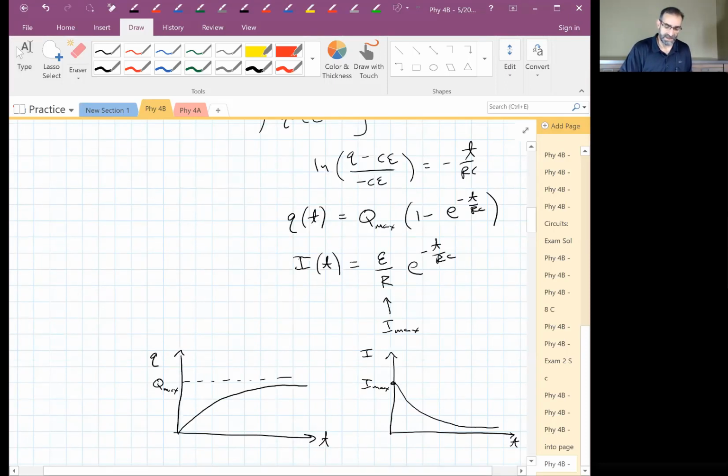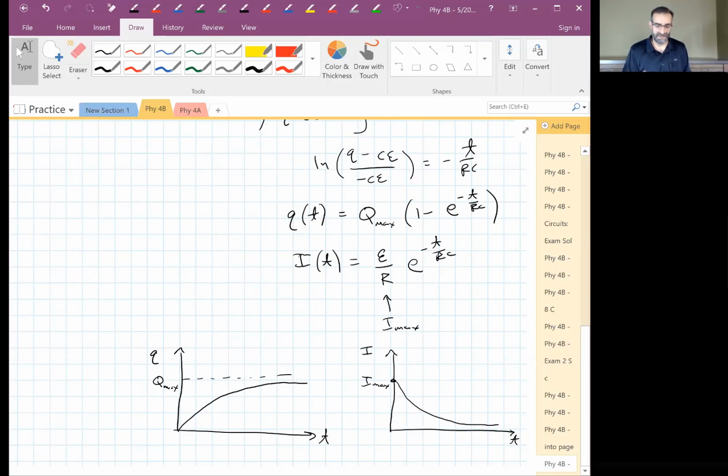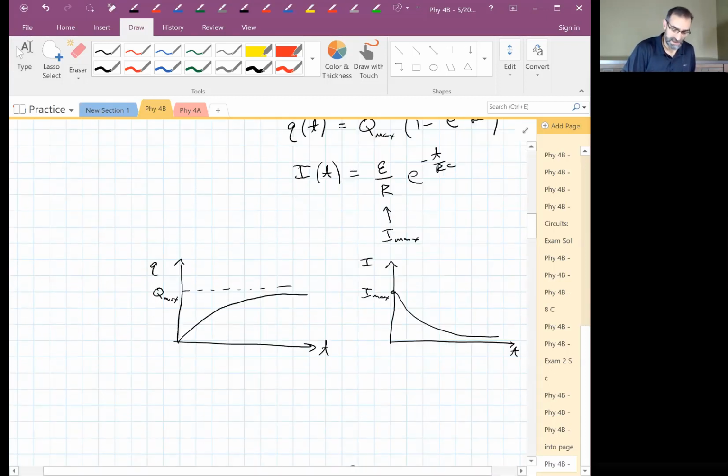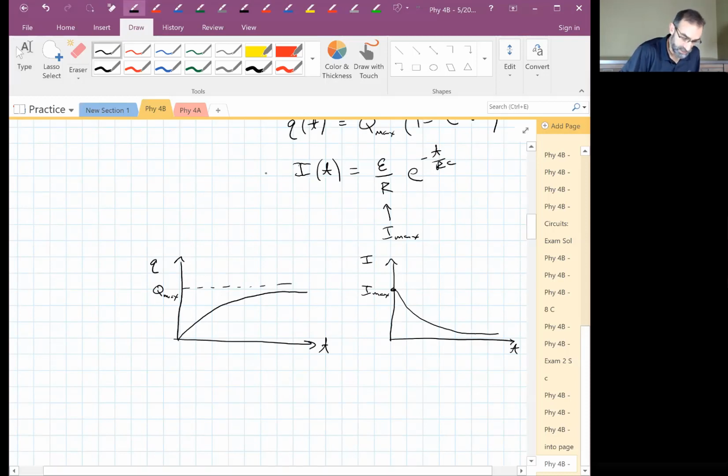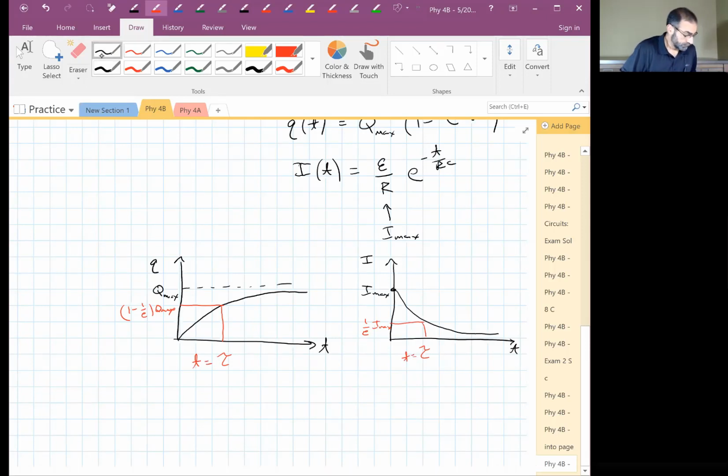Well, a really nice value is 1 over e of its maximum value, or 1 minus 1 over e in this case, because this is a charging capacitor. So we just set t equal to RC. When t is equal to RC, then we're at this nice special value, 1 over e of its maximum value. In this case, it's 1 minus 1 over e. So we use tau, the time constant of the circuit.